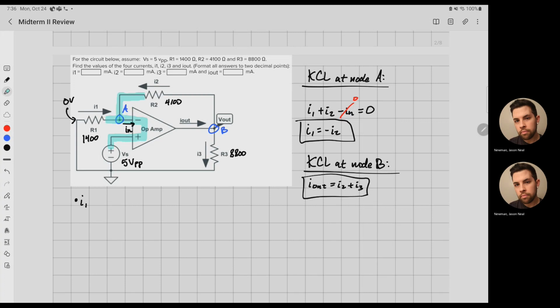And that whole node, this is all one node. This whole node is 5 volts. So we can say this voltage right here is going to be Vn, and this voltage right here is going to be Vp. But we just proved that Vn is equal to Vp because we have negative feedback. So that means that the voltage coming out of this source is equivalent on both terminals.